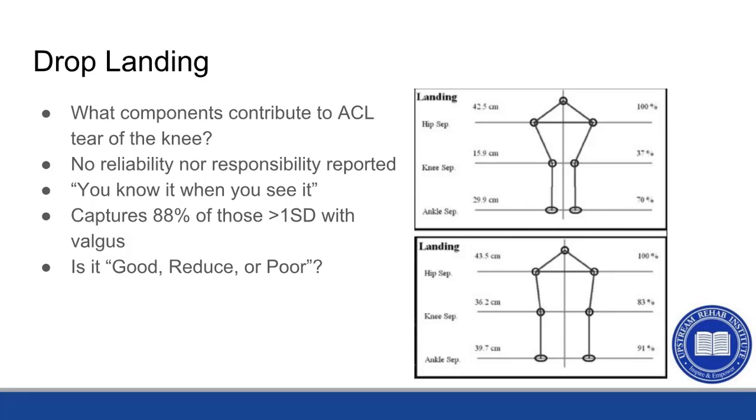the knee. The problem with this study is there was no reliability nor responsiveness reported, but the idea was it when you see it. And it was just to say, hey, what are the knees doing, and do they have that valgus? So you're basically asking, is it good, is it reduced, or is it poor? And the beauty of this study is it did capture 88% of those within 1 standard deviation with valgus. So you kind of looked at it and said, oh, that's not good, that's the problem. So good, reduced, or poor.